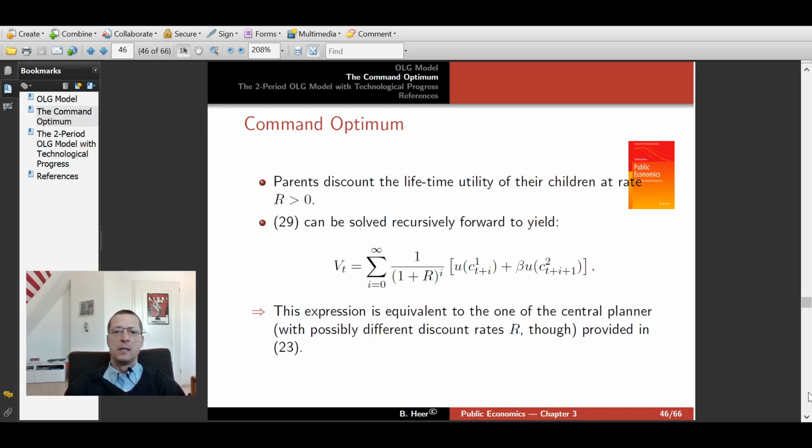a weighted utility of the consumption of all generations over the next infinite period. So from period i equal to 0, from period T up to period infinity. So the consumption of the children, grandchildren, and great-grandchildren, and so on enters our lifetime utility V_T. Now this is equivalent to the one of the central planner. Perhaps we may use a different discount rate here, R, but otherwise it's equal.